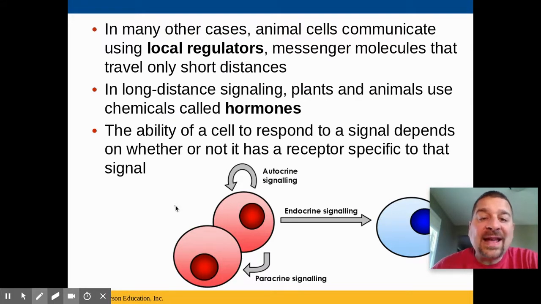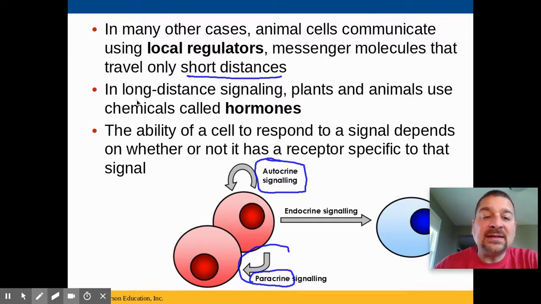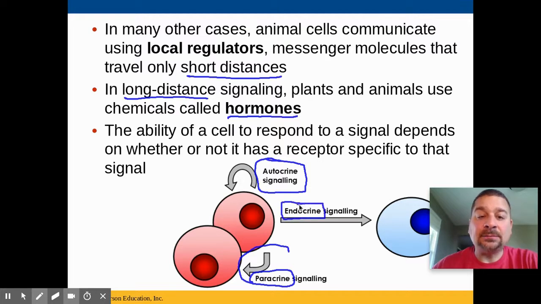So again, looking at local versus long distance, a cell can signal to itself, which is called autocrine signaling. On some of the short distance ones that we talked about, this is often referred to as paracrine signaling. They're either next to each other or they come in contact with each other. If it's long distance signaling, oftentimes chemicals will travel through tissue fluids, lymph, or oftentimes the blood in the form of hormones. That would be referred to as endocrine signaling.